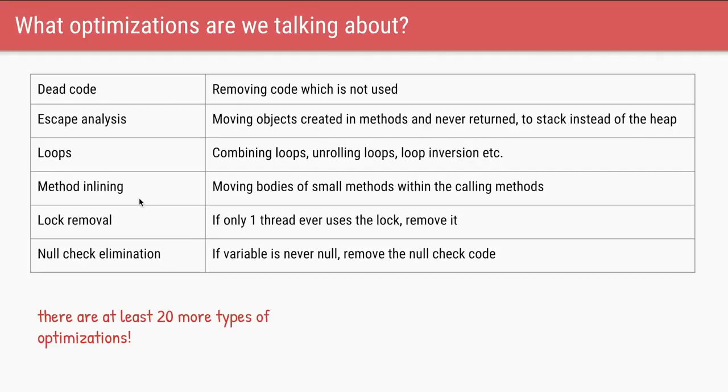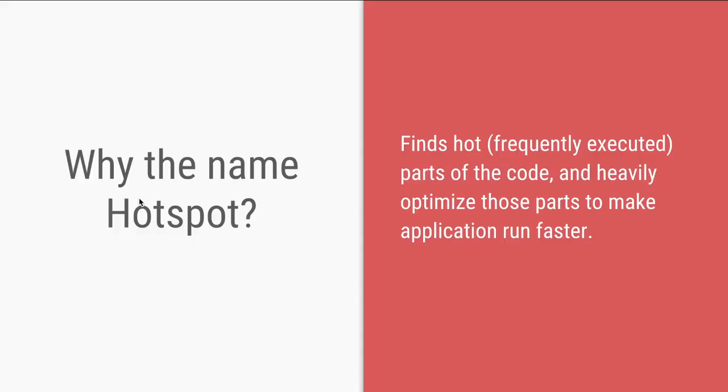There are at least 20 more, and this whole flow of profiling the code, finding hot parts of the code which are most frequently used, and only compiling them and only optimizing them further is the very reason that Oracle's VM is called Hotspot VM.